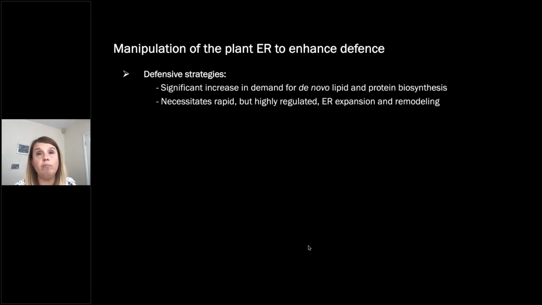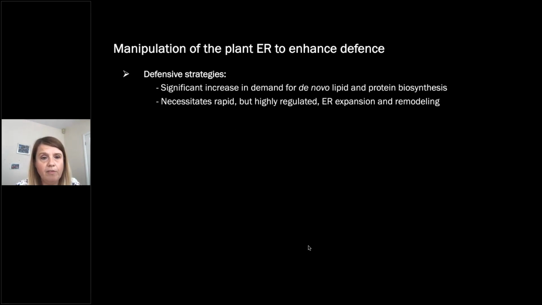Firstly, we know from microarray and other transcriptional profiling experiments that there's huge transcriptional reprogramming during pathogen infection. And this isn't surprising because there's obviously a significant increase in demand for de novo lipid and proteins to be biosynthesized. And coupled with this increased demand for secretory proteins, this necessitates rapid ER expansion and remodeling. However, this expansion and remodeling cannot just proceed unchecked, otherwise you'll start to get accumulation of misfolded and unfolded proteins, which then triggers ER stress. So any ER expansion and remodeling must be highly regulated.